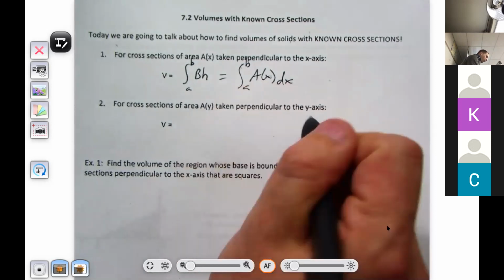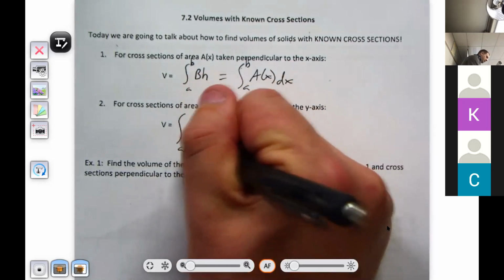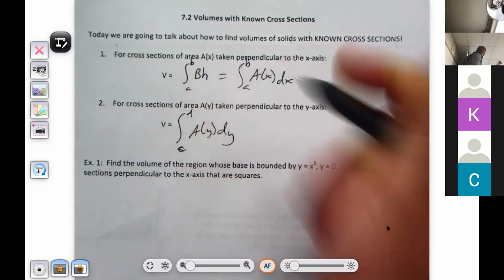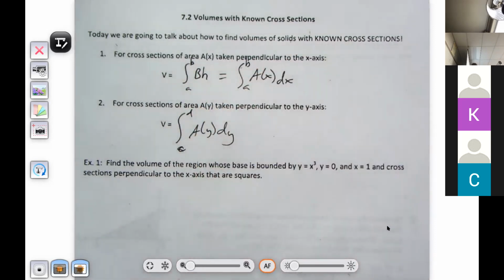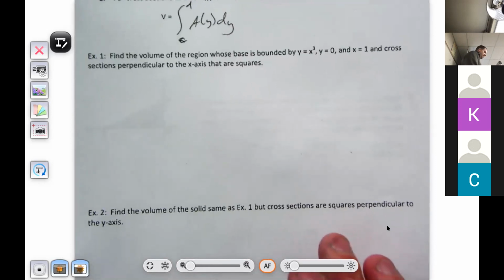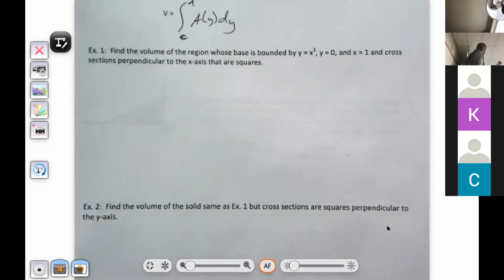If we're perpendicular to the y-axis, same thing. It's just now we're all in terms of y. All right. So we got 4 examples to do. Let's do it. Find the volume of the region whose base is bounded by y equals x cubed, y equals 0, and x equals 1. So the first thing the problem has to do is give you your 2D region in the coordinate plane. They have to define the space that you're going to be filling up with these figures anyway.